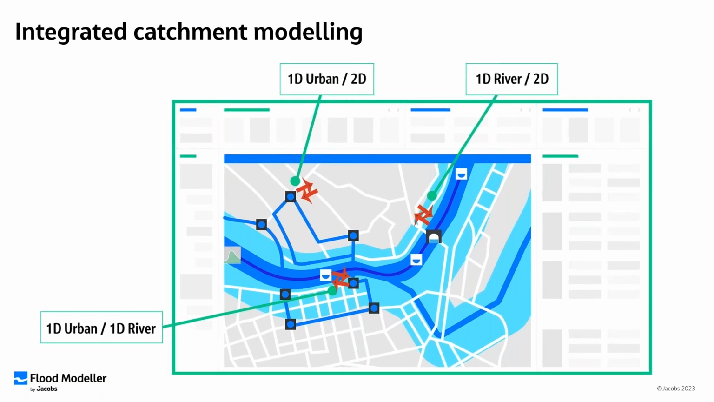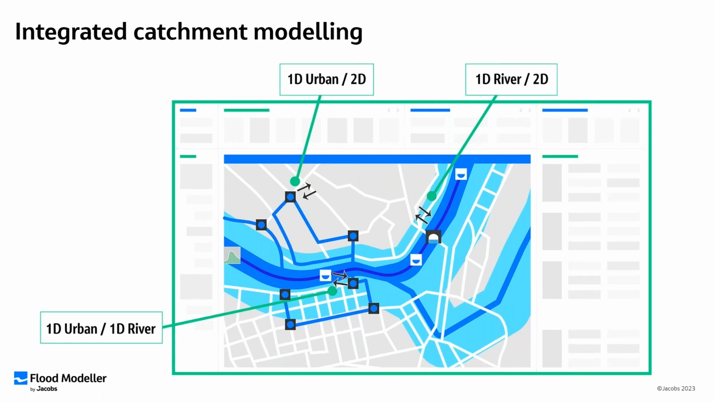And just to show a bit more detail on what those links look like in Flood Modeler, the 1D urban network is dynamically linked to the 2D domain using 1D urban 2D linking at manholes. The outfall of the drainage network has been dynamically linked to the 1D river domain using 1D urban 1D river linking. And the 1D river domain has been dynamically linked to the 2D using 1D 2D link lines along the channel bank tops. And this integrated modeling approach combines the benefits of 1D urban, 1D river, and 2D models.